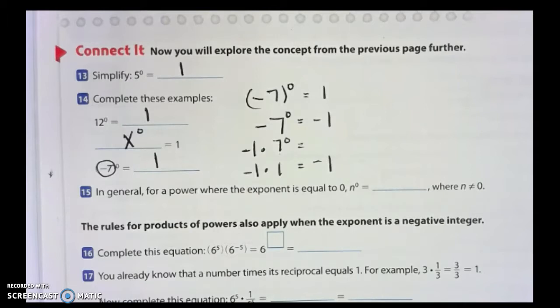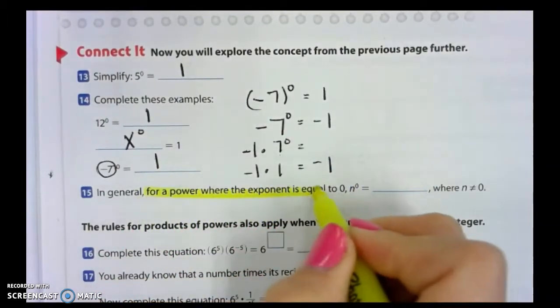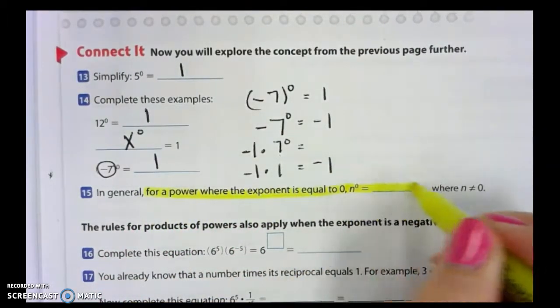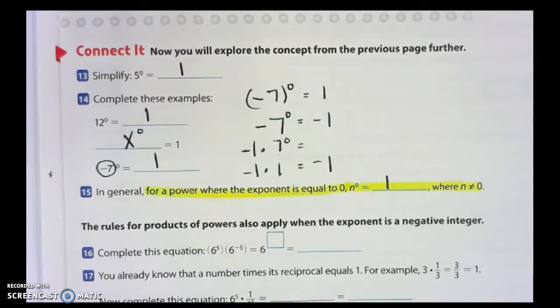You have to be really careful with the negative coefficients. If it is not inside of parentheses, you're going to end up with a negative 1 instead of a positive 1. So be really careful with that. In general, for a power where the exponent is 0, this is your rule, n to the 0 equals 1, as long as the base is not 0.